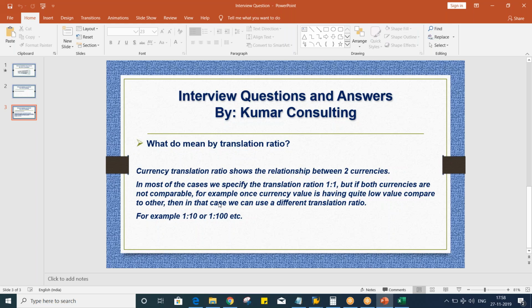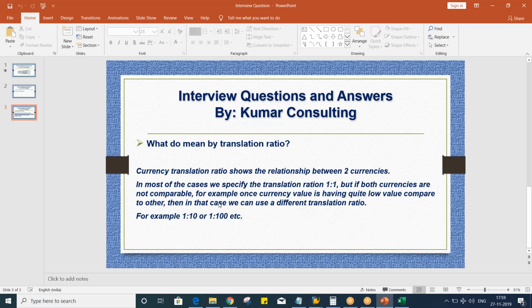It is there in 5 digits, it is there in 6 digits. Here only up to 4 digits are going to be accepted, because after that there will be certain places for the decimal digits also, right? So in that case, what is happening? We are going to specify a different translation ratio. It could be 1:10. If we specify 1:10, then whatever the currency value is, that is going to be divided by 10. So the value becomes lower, and that price is going to be specified in the exchange rate table.